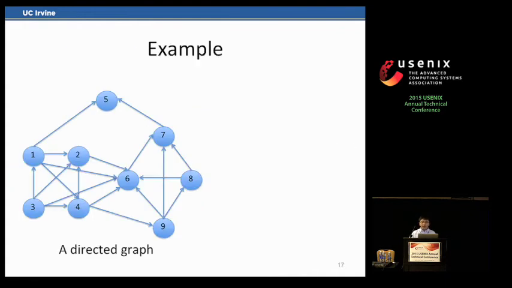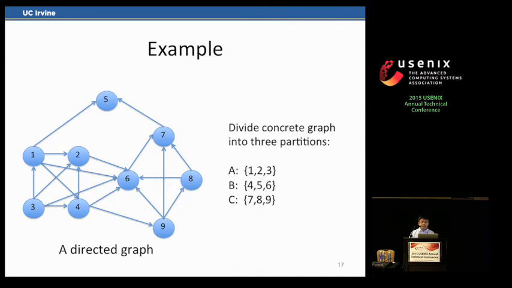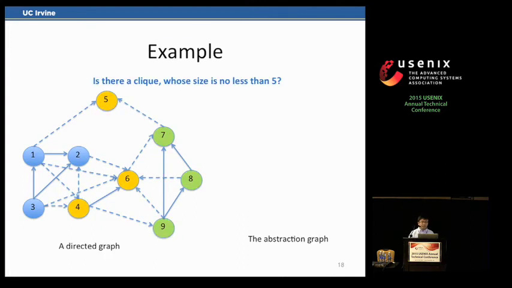Now let's use a very simple example to better illustrate GraphQ. This small graph has 9 vertices. GraphQ divides it into 3 partitions. The vertices in the same color belong to the same partition. The solid line represents intra-partition edges, and the dotted line represents inter-partition edges.